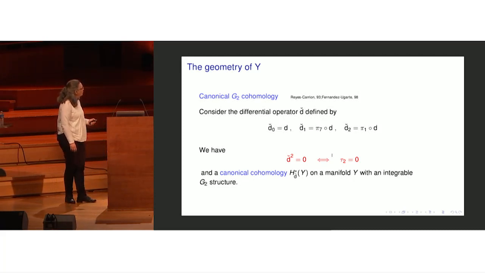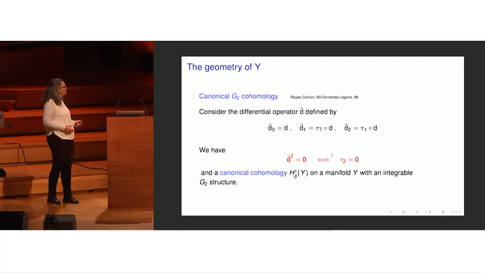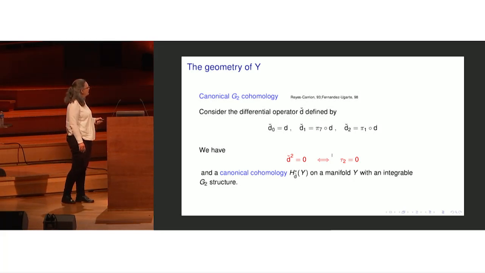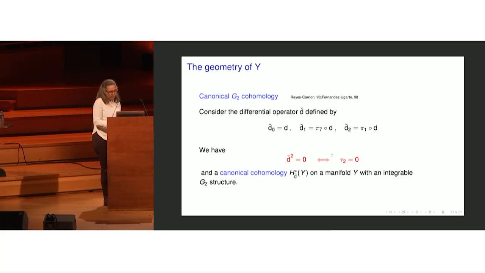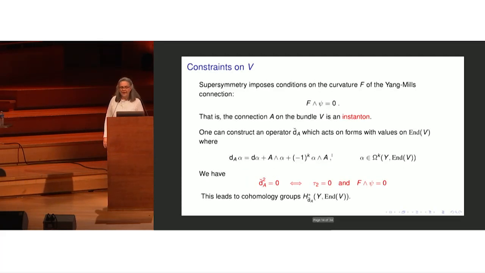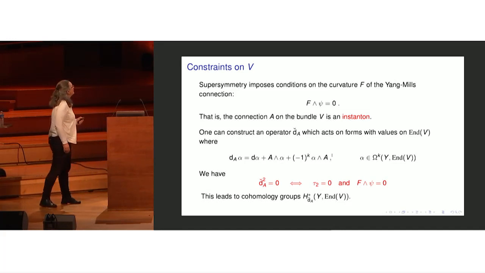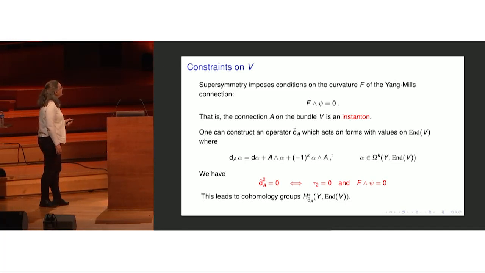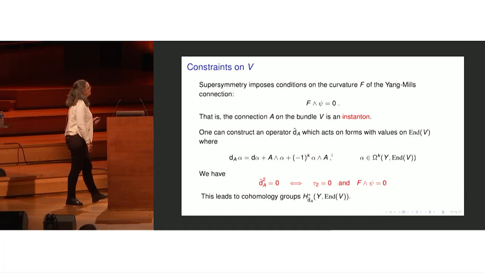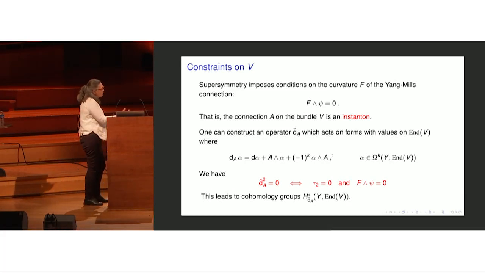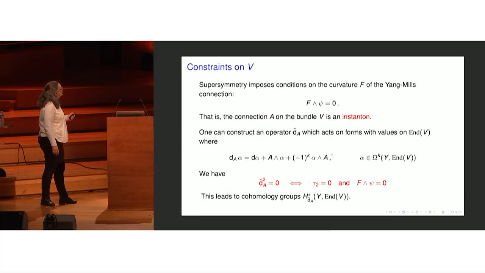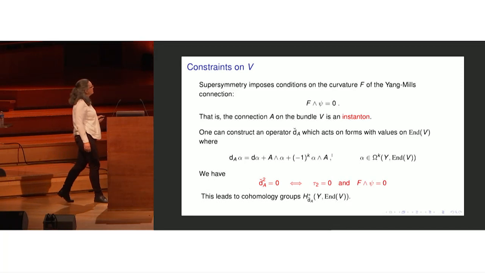And a canonical cohomology is defined; you can define a canonical cohomology for G2 manifolds with G2 structures that have an integral G2 structure, in fact. Okay, so supersymmetry imposes conditions on the curvature F of the Yang-Mills connection, meaning that F wedge psi is 0. This means F is a 2-form in the 14 representation. So I want to call this an instanton, that is, the connection A on the bundle V is an instanton.